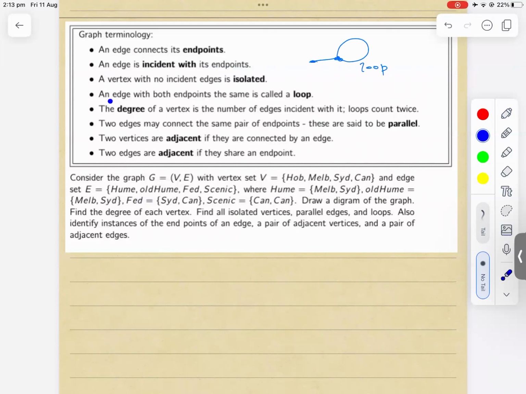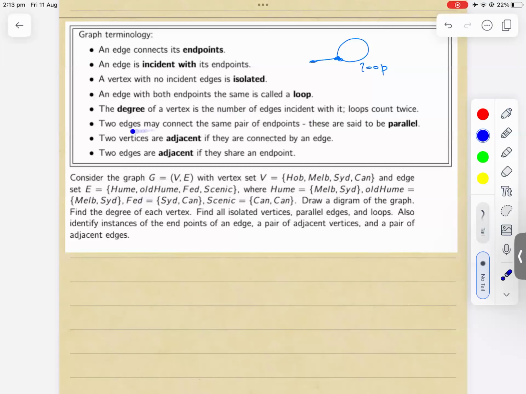The degree of a vertex is the number of edges incident with it. So the degree of this one is 1, 2, 3. Sometimes the loop is counted as 2, sometimes it's counted as 1. So the degree of this vertex is 2 or 3, but definitely the degree of this vertex is 1. And two edges may connect the same pair of endpoints.